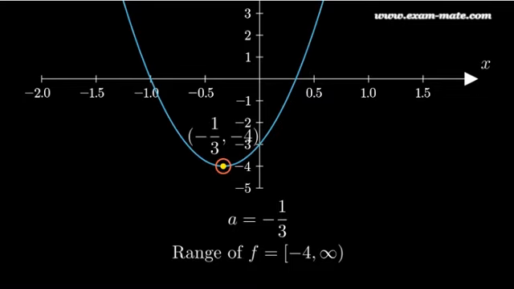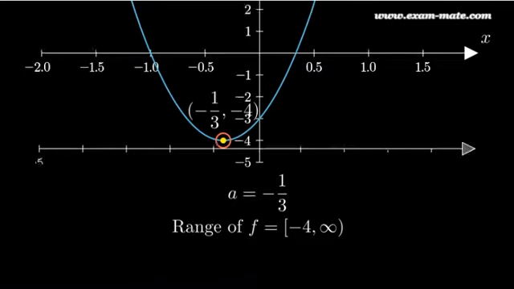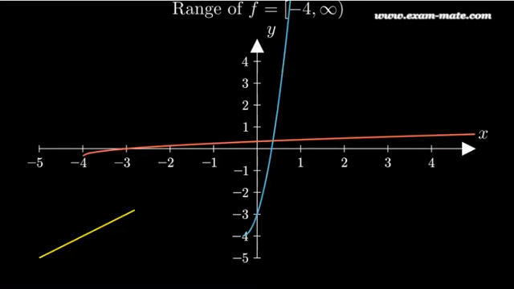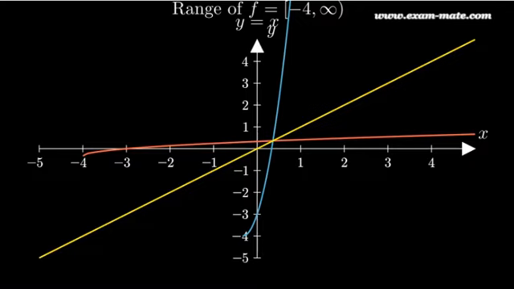Now, for part 3, let's sketch both f of x and f inverse of x. Remember, f inverse is the reflection of f across the line y equals x. The blue curve shows f of x, and the red curve shows f inverse of x. Notice how they're reflections of each other across the yellow line, y equals x. The y-intercept of f of x is negative 3, and there are no x-intercepts.